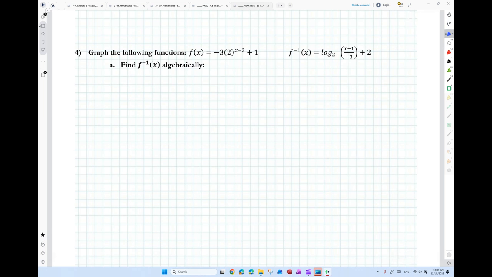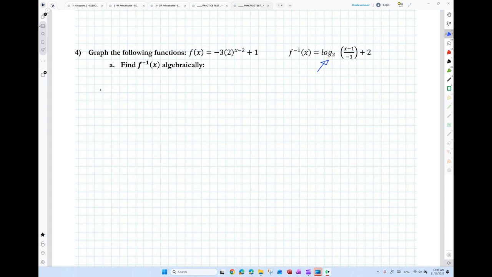Question number 4. The goal is to graph f of x and its inverse. So first, I'm going to find the inverse of f of x algebraically. I need to find something like that.